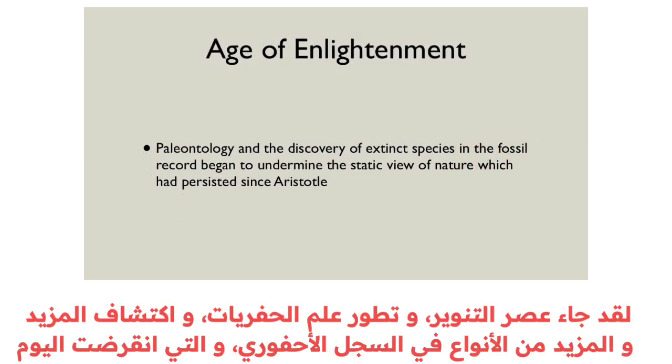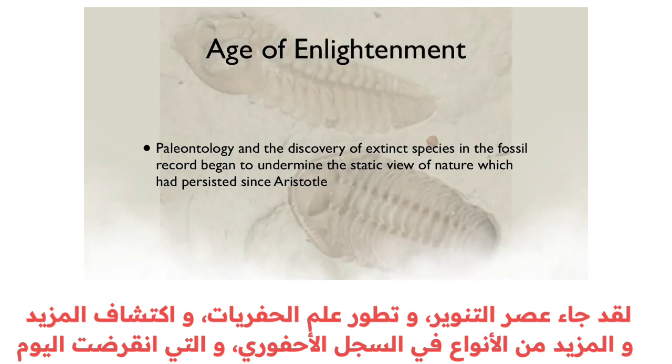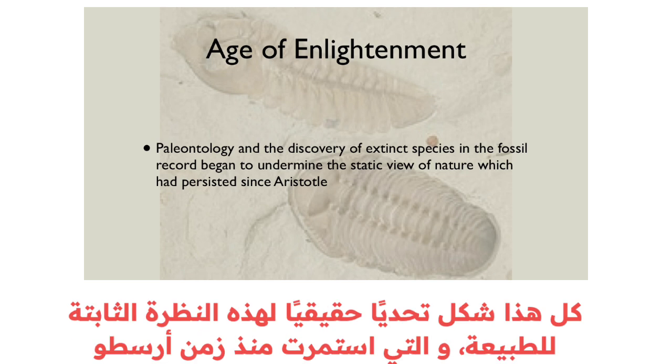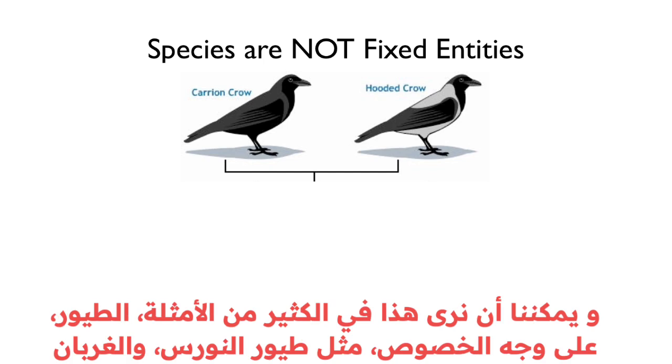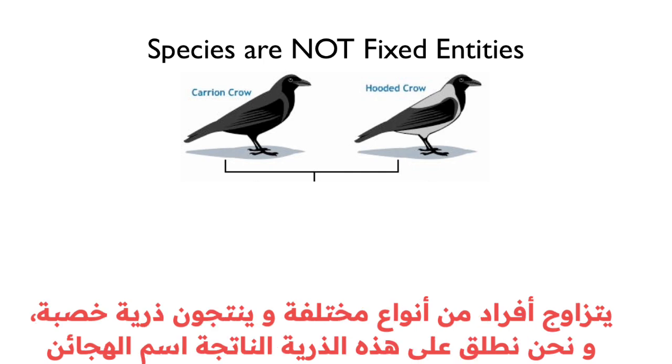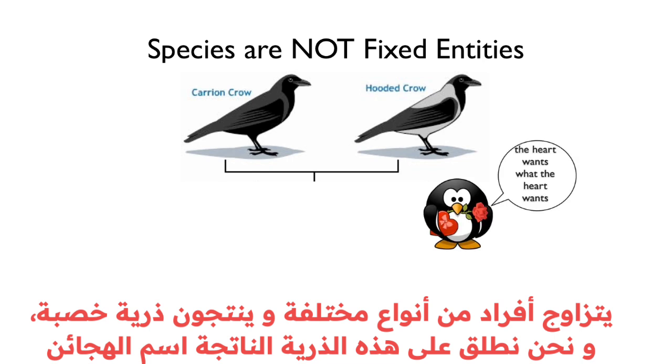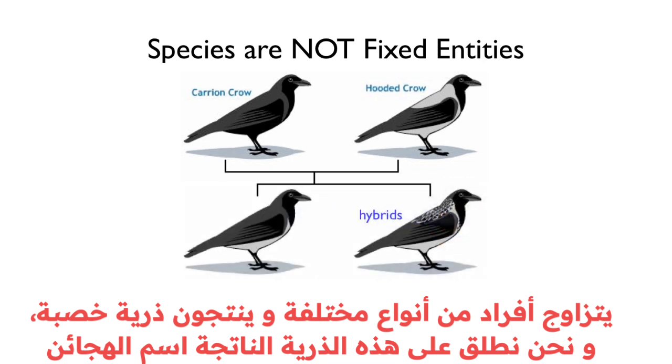The Age of Enlightenment came, the development of paleontology, the discovery of more and more species in the fossil record, which are extinct today, really challenged this very static view of nature, which had persisted since Aristotle's time. And now, of course, we know that species are not fixed entities, that they change. And we can see this in lots of examples, birds especially, like seagulls, these crows. Individuals of different species will mate and produce fertile offspring. And we call the products hybrids.